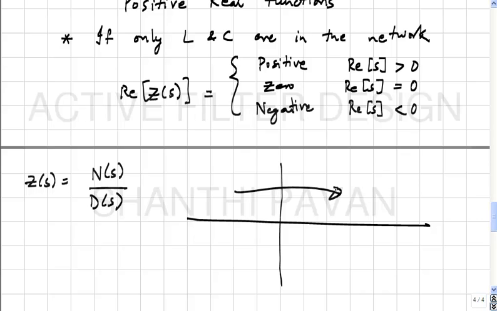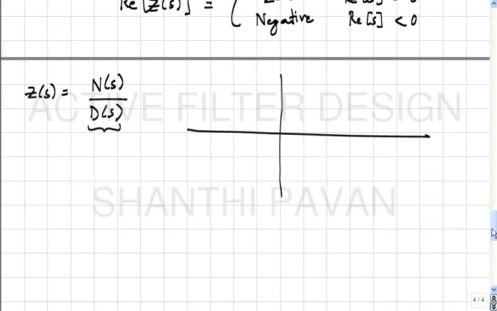Okay. Now, if we can express a complex function as a ratio of polynomials, then the roots of d of S are the poles and the roots of n of S are the zeros. We already know that poles and zeros cannot lie in the right half S plane. So the question is, where do they lie?